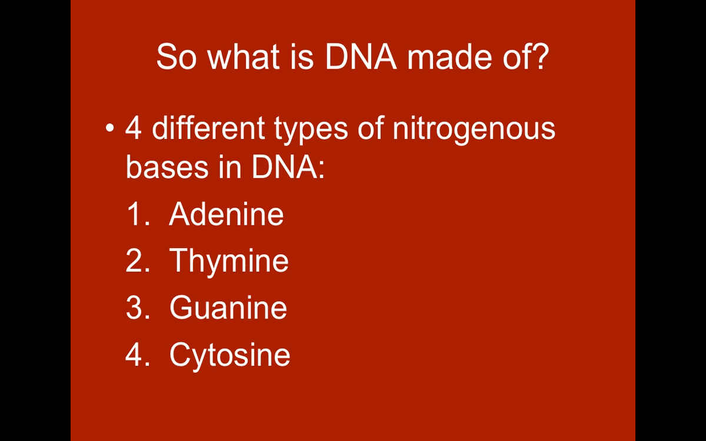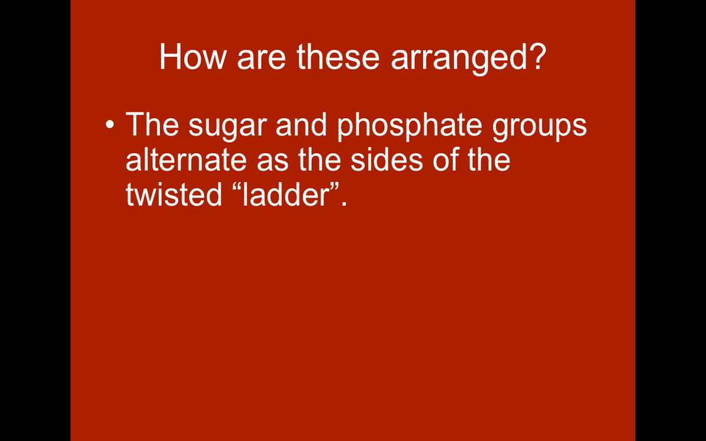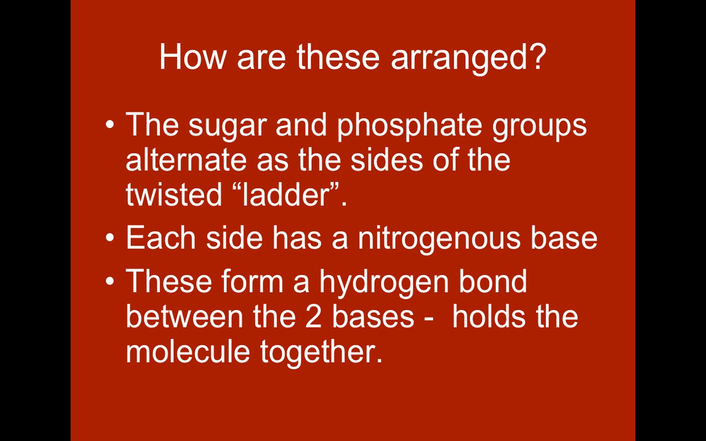So what we do is we take these pieces and we arrange them into the double helix structure of DNA. How we arrange this is the sugar and phosphate groups go down the sides of the ladder, and remember the ladder ends up being twisted. So you have an alternating sugar, phosphate, sugar, phosphate down the sides. Each side has a nitrogenous base that sticks into the middle. That would be like the rungs or the steps of the ladder. And how they're held together is a hydrogen bond. This is almost like a magnetic force that holds them together.